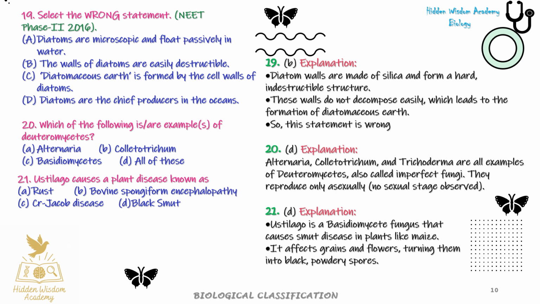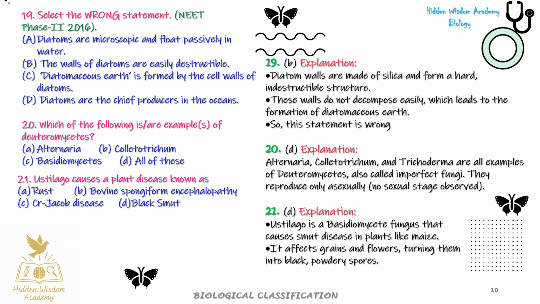21. Ustilago causes a plant disease known as. Option A. Rust. Option B. Bovine spongiform encephalopathy. Option C. Creutzfeldt-Jakob disease. Option D. Black smut.